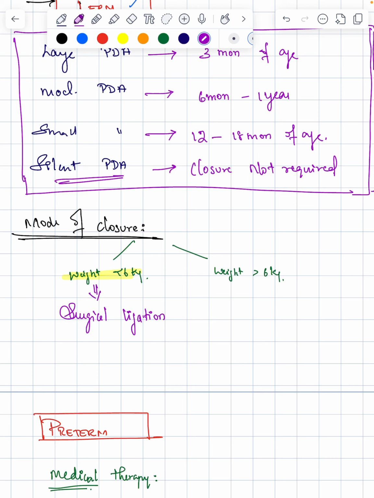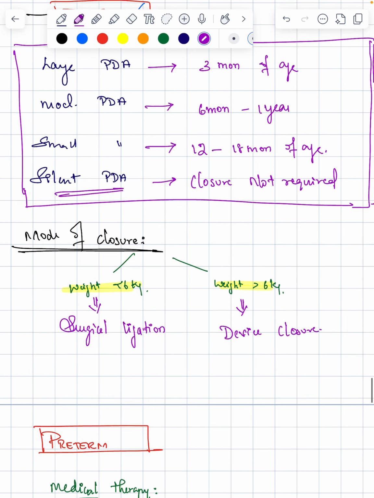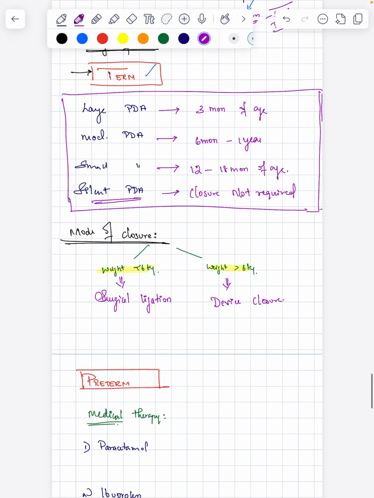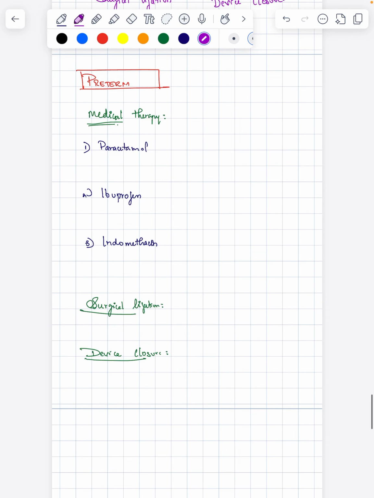If the child's weight is more than 6 kg, then we go for device closure as the procedure of choice. Right? This is for a term child, the timing of intervention and the mode of closure. Next, going on to your preterm child. So in a preterm child, what are the indications for closure?